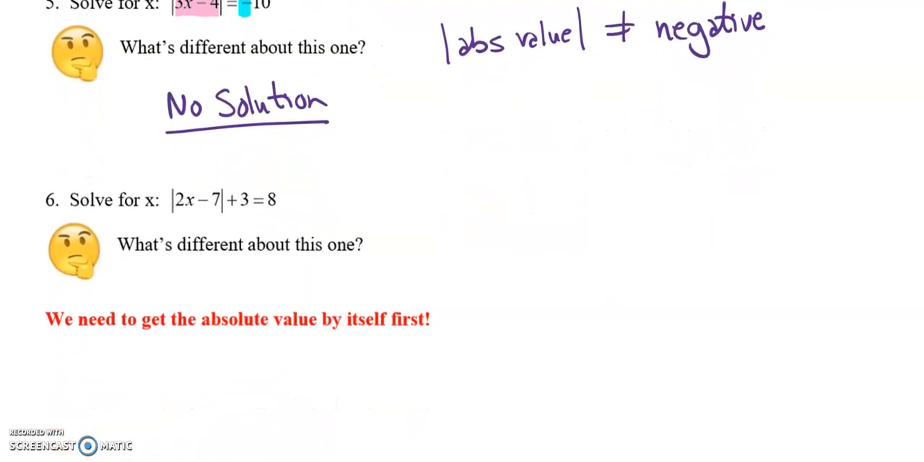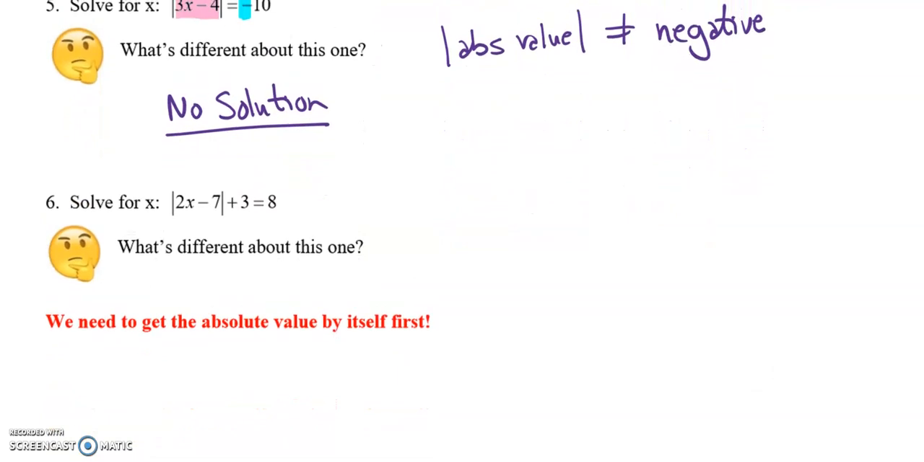Let's try another one. Now we've got the absolute value of 2x minus 7 plus 3 is equal to 8. So what's different about this one? Notice that we have this plus 3 outside the absolute value. So we've got more than just absolute value equals number. We've got this extra plus 3. So what do we have to do? We have to get rid of it. Why? We need to get the absolute value by itself first.